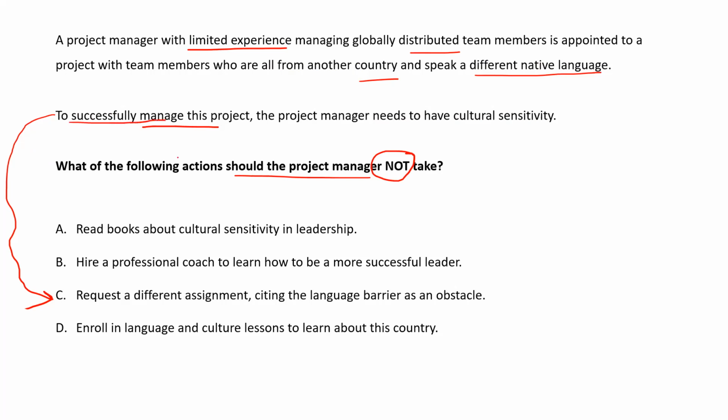I'm not saying by the situation, that you have to manage the project. If you have to manage the project, for sure you will read the book, for sure you will hire the coach, for sure you will learn the language, but you cannot escape. So this is the answer. It's very logical, very tricky. You have to read the question well.